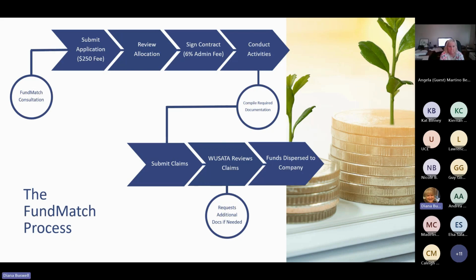You submit your application when you key it on your dashboard, and there's a $250 fee. It's all submitted online. We receive that application and review it for the allocation, and we send out to you your contract to sign. And at that point, once you've signed your contract and you pay your admin fee, you're eligible to conduct activities. During that time when you return, you compile your required documentation and get ready to submit your claim to WUSATA. WUSATA reviews the claims, any additional information needed. They always work closely with you, and then the funds are dispersed to the company. Like I said, it can be like a 4 to 6 week process total.